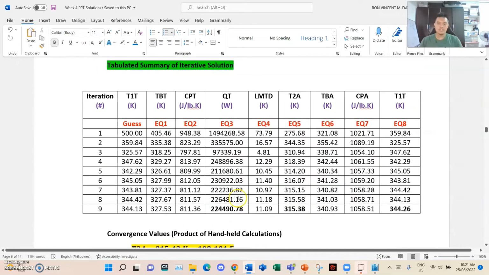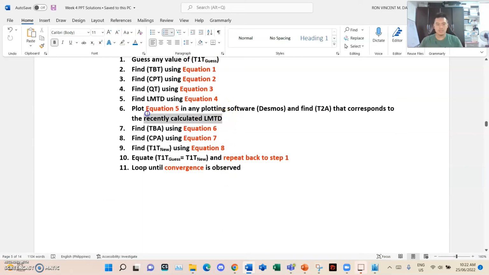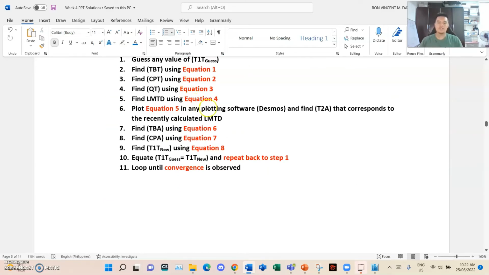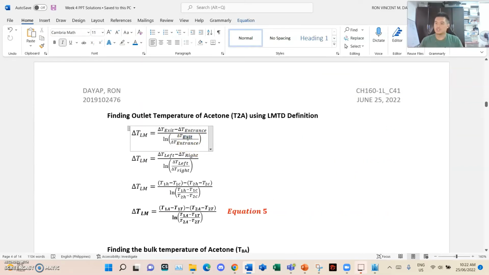So, this is the tabulated summary of iterative solution. By the way, you might be wondering, why is it that in the 6th step, it's quite unique compared to the other descriptions? It's because in the LMTD, if you're going to do shift solve, it might be a bit hard to do. It's because sometimes the calculator will not give a value due to some convergence errors.